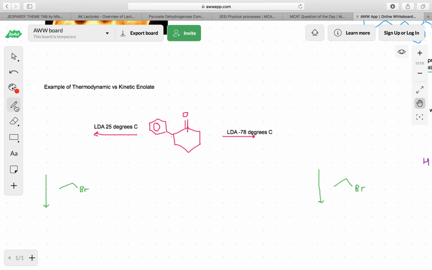So on both of these arrows I have LDA, which is a pretty good base, as we learned from before. So it's going to grab a proton. The thing is, is it going to grab it from this side, or is it going to grab this proton over here? Well, let's go back up to our graph.